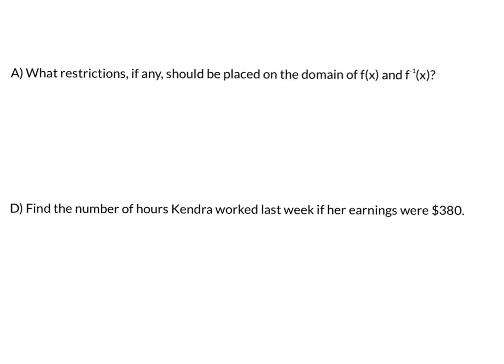What restrictions, if any, should be placed on the domain of f of x and f inverse of x? So let's look at the domain of our original function first, which is talking about the hours. So this is assuming she's working at least 40 hours a week, because it's an overtime function. So 40 would be the lower bound on my x.